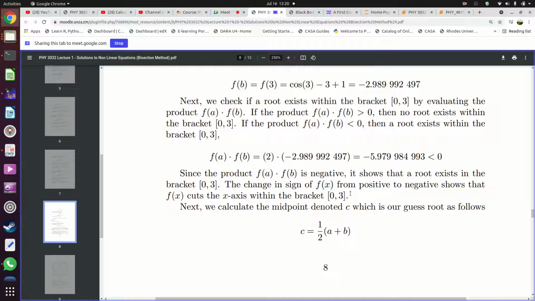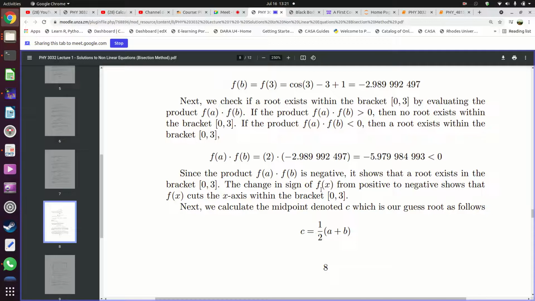Is that clear? Yes, it is clear. You always have to check when you're given a bracket. You always have to check and see if there is a solution in this particular bracket which has been given. If there is no solution in that particular bracket, if the function doesn't cut in between the bracket, it doesn't matter how many times you shrink the bracket, you will never find an answer. So it's always very, very important that you check that there is a solution in the bracket.